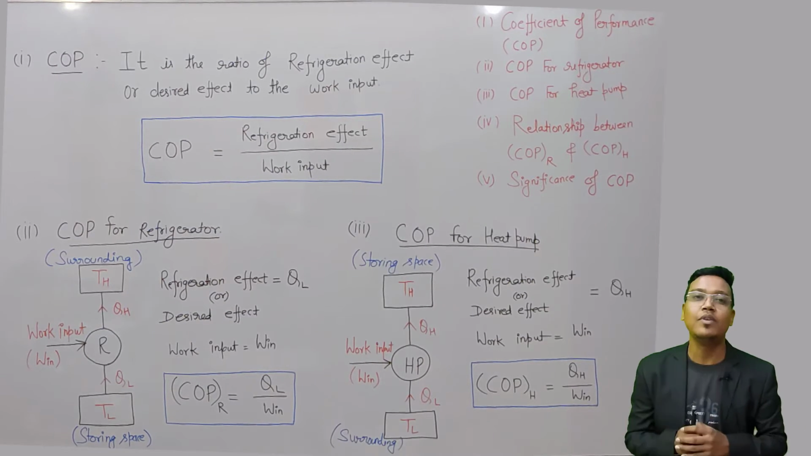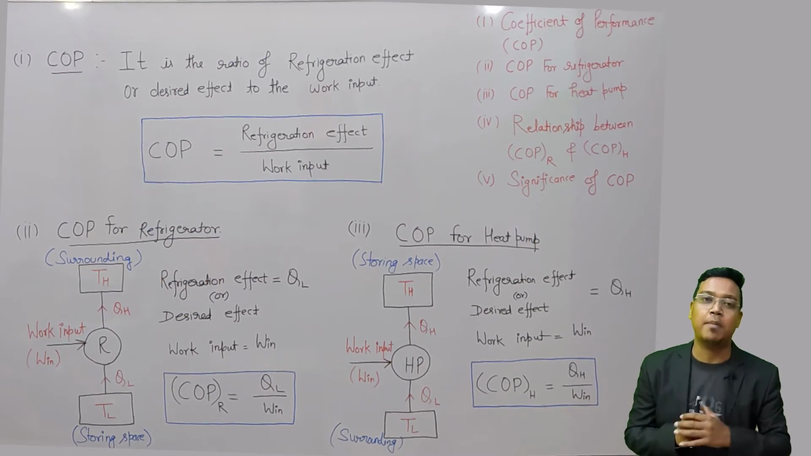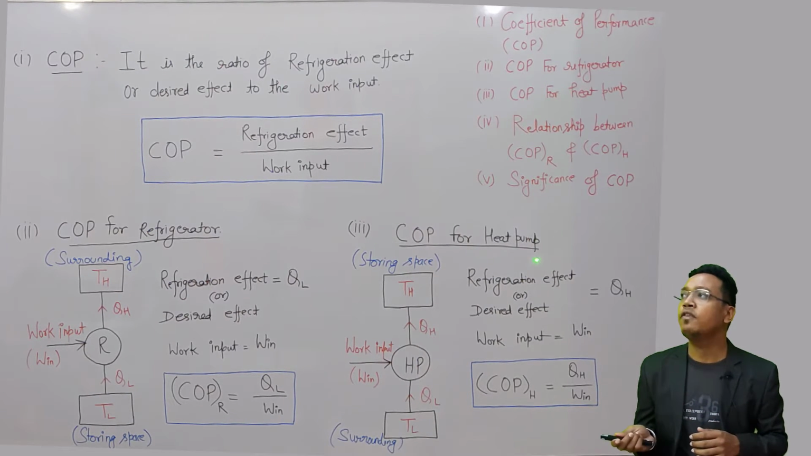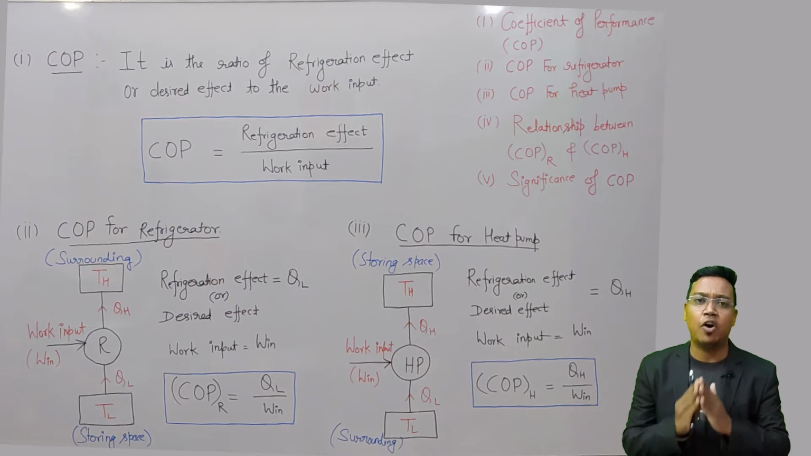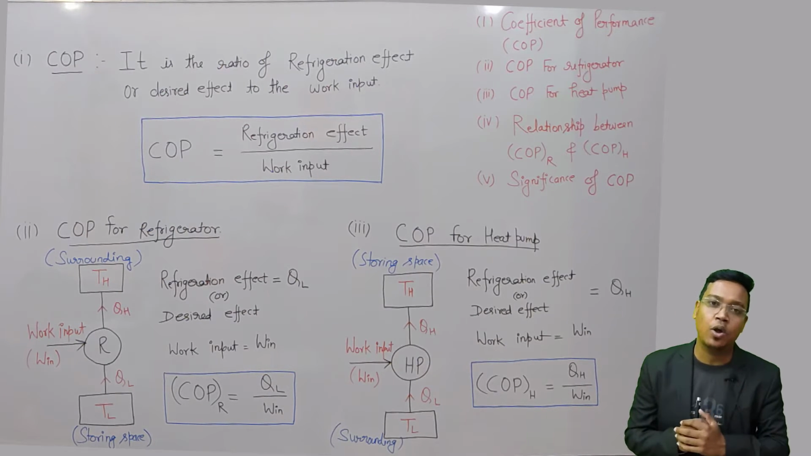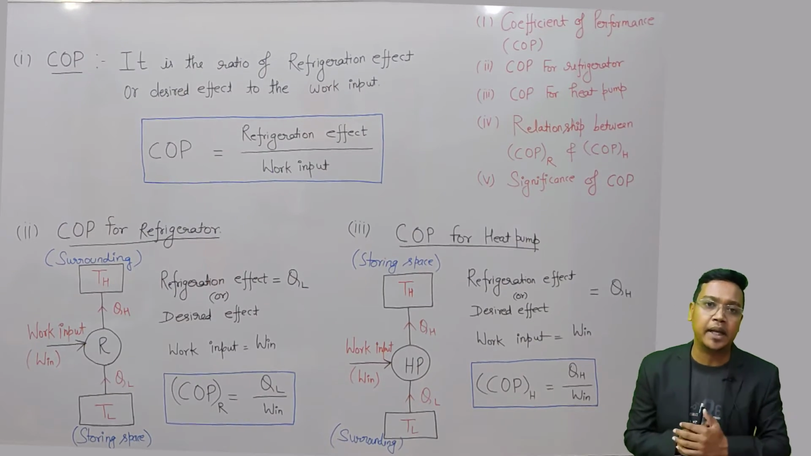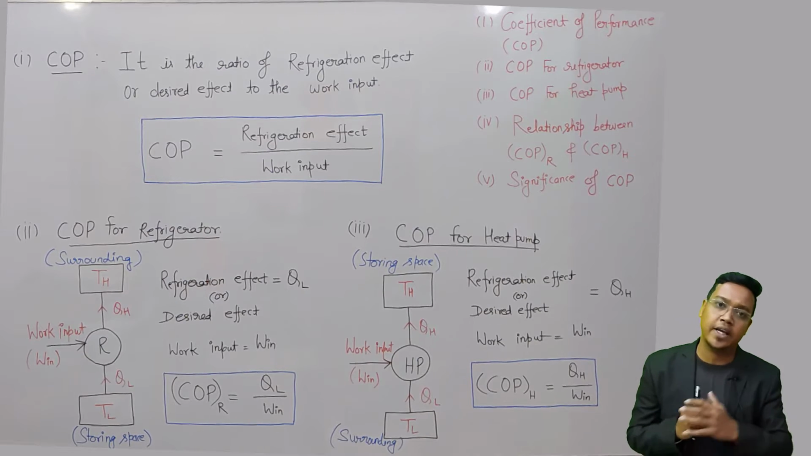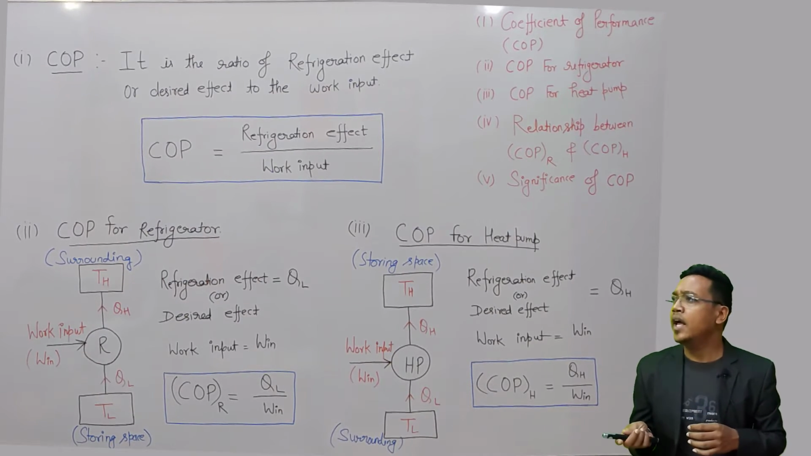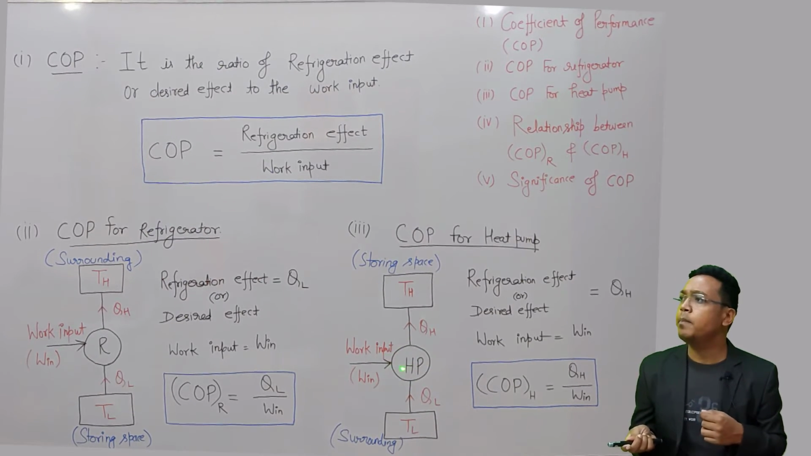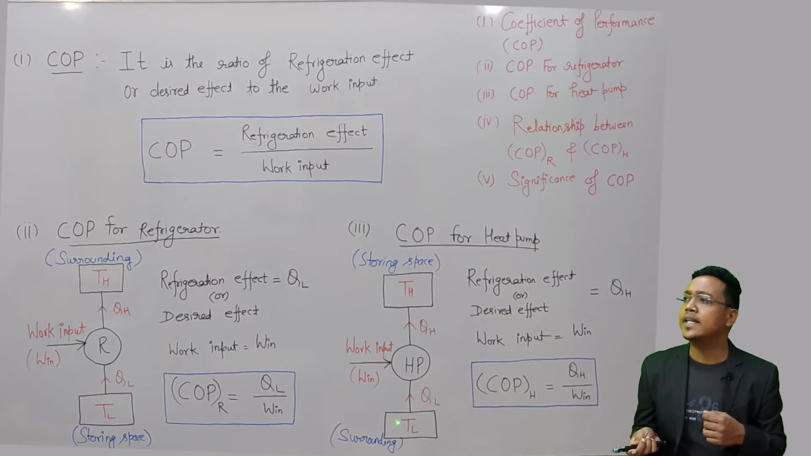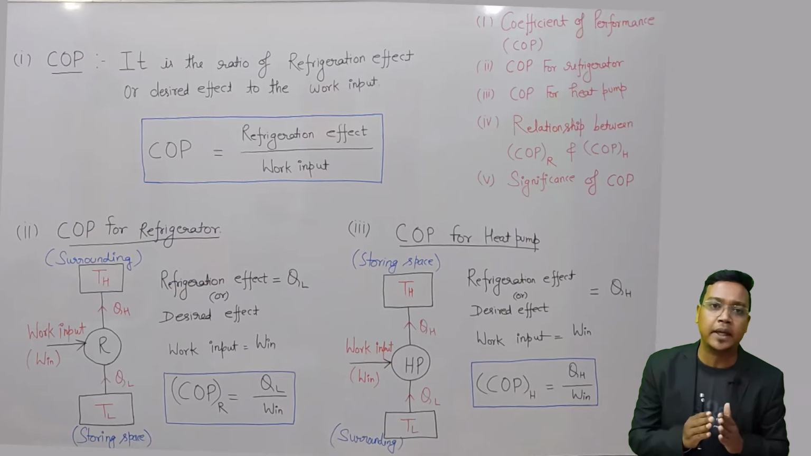Okay friends. Now we will see the coefficient of performance for heat pump. COP for heat pump. Heat pump I have already explained in the last video. What does a heat pump do? A heat pump will maintain a higher temperature in a storing space in comparison to the surrounding space. Now here you can see that this is the heat pump and it will take heat from the surrounding. The surrounding is at temperature TL, the lower temperature.